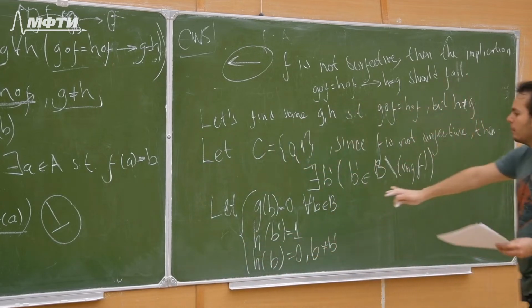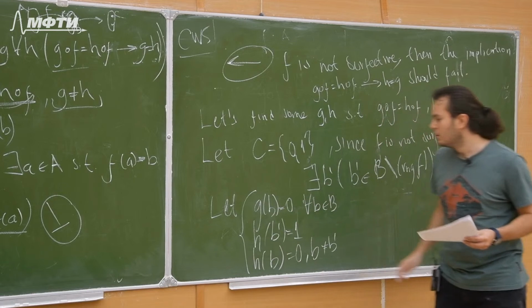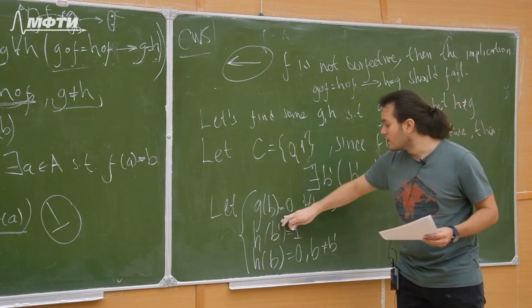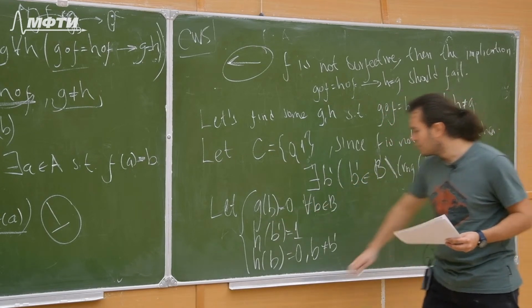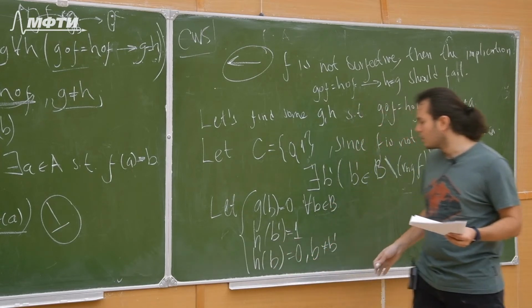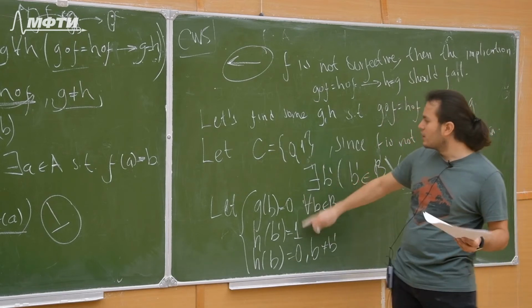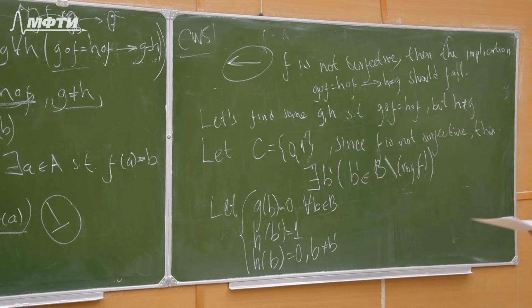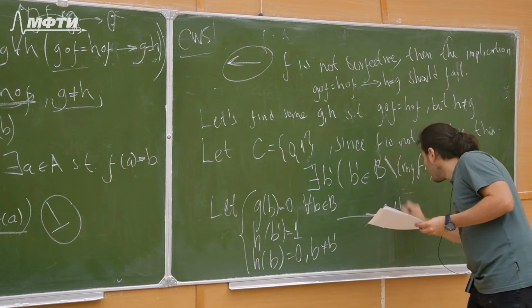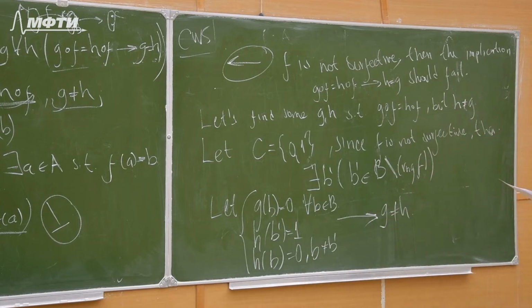Okay, so we define completely these two functions, g and h. g of b for all elements of b is always 0, and h of b is 0 as well, except for b prime when it will be 1. So we see that 0 and 1 are the elements of C. And from this it follows that g is not equal to h. They are not equal.